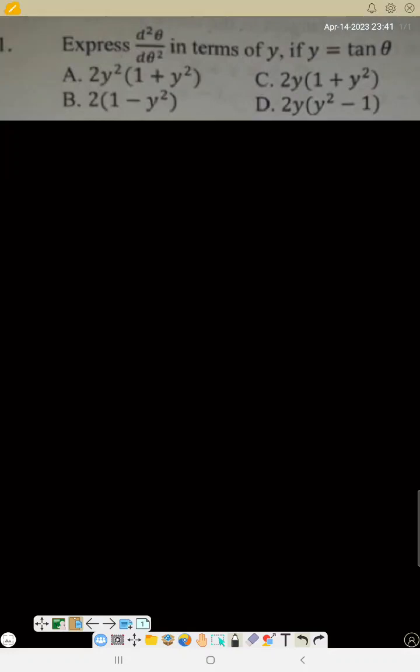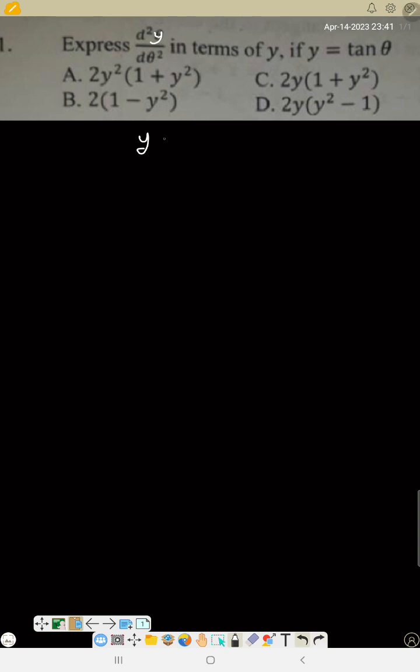So this is number 1. Express d²y/dθ² in terms of y. If y is equal to tan θ, then express d²y over dθ² in terms of y.